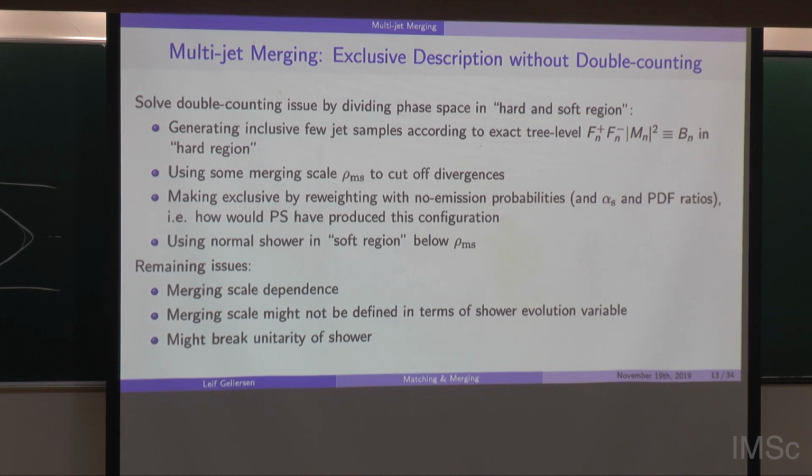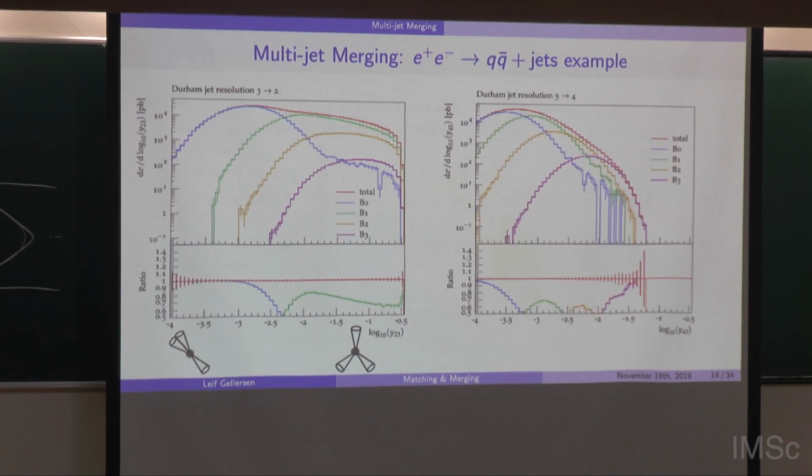And obviously, there are some issues with this approach. So we introduced a merging scale, but this is an unphysical parameter. We could have chosen it wherever, and we don't want our results to depend on the merging scale. So that's a problem. Then also, the merging scale might not be defined in the same evolution variable as the shower. So this is a slight complication that we might have to deal with. And this procedure might also break the unitarity of the shower. So by correcting the radiation pattern of the shower, you might end up with a situation in which the integrated cross-section, the Born-level cross-section, has actually changed due to the changes you introduce. But that depends on the merging scheme you use.